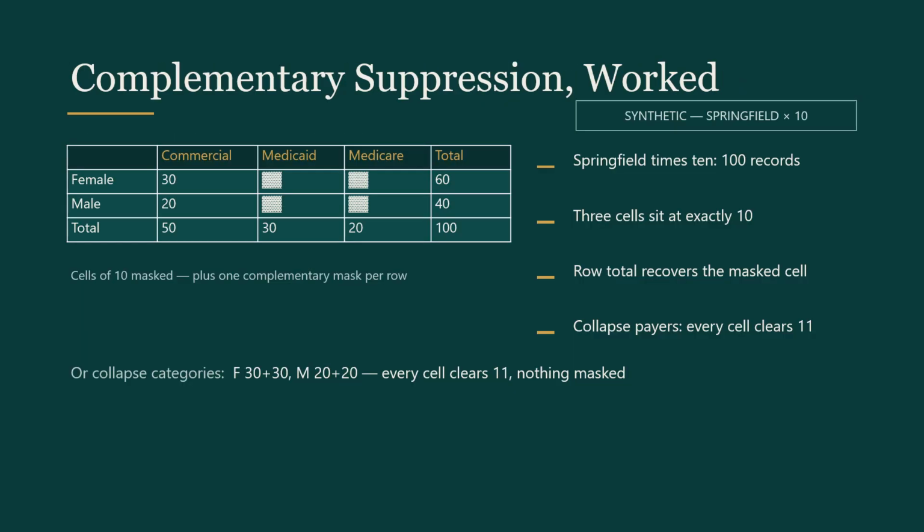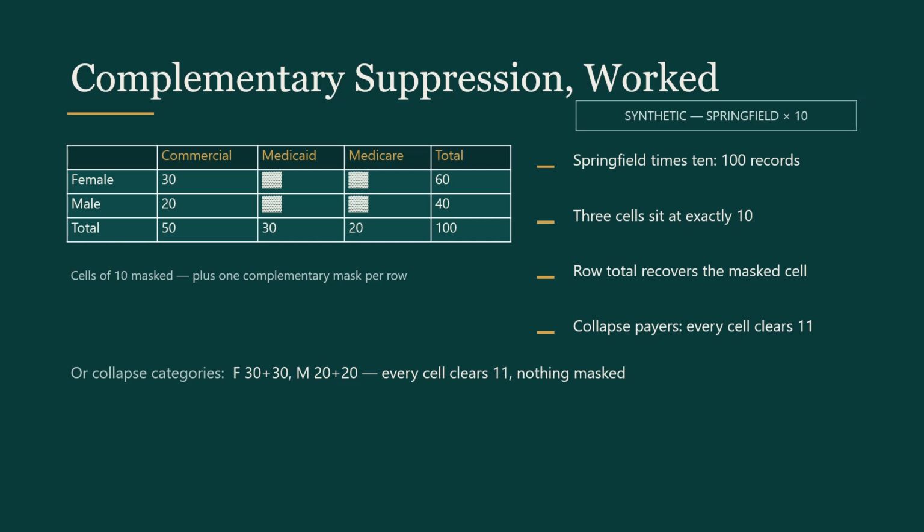Let us make this concrete with our own data. Take the Springfield discharge extract, fully synthetic, and scale it by 10 so we have a 100 record file with the same shape. Cross-sex against payer. Females, 30 commercial, 20 Medicaid, 10 Medicare, row total 60. Males, 20 commercial, 10 Medicaid, 10 Medicare, row total 40. Column totals: commercial 50, Medicaid 30, Medicare 20, grand total 100.